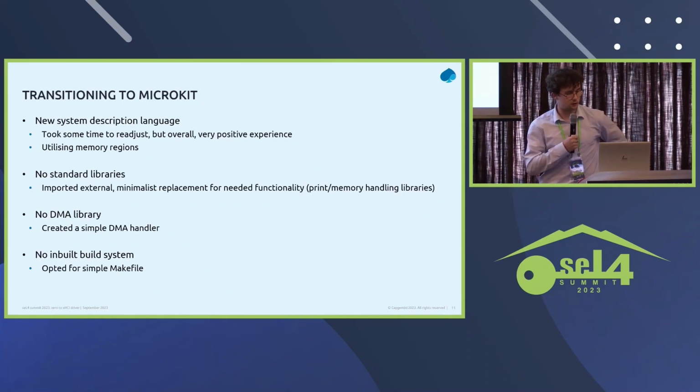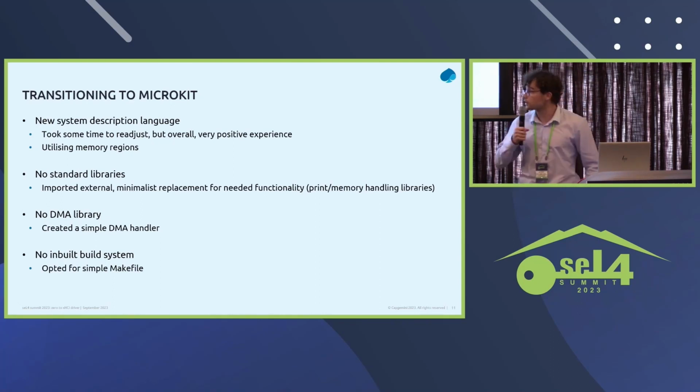So we were able to import external minimalist replacement functionality, for your print statements and your memory handling. There's also no DMA library, whereas CAmkES comes with a DMA library already there, so we had to create a simple replacement for that. And finally, there's no build system. CAmkES comes with a CMake Ninja build, so we opted for a simple makefile, because all of the examples that we've seen on Core Platform, Microkit rather, use a makefile. So we use something similar.